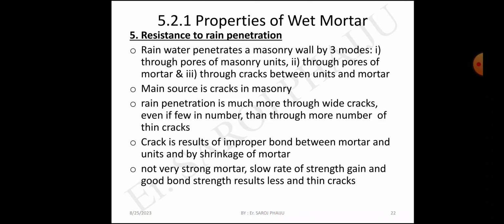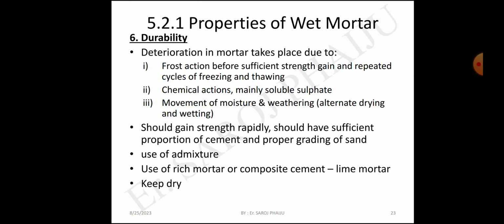Main source is cracks in masonry. Rain penetration is much more through wide cracks, even if few in number, than through more number of thin cracks. Cracks are the result of improper bond between mortar and units and by shrinkage of mortar. Not very strong mortar, slow rate of strength gain and good bond strength result in fewer and thin cracks. Durability.